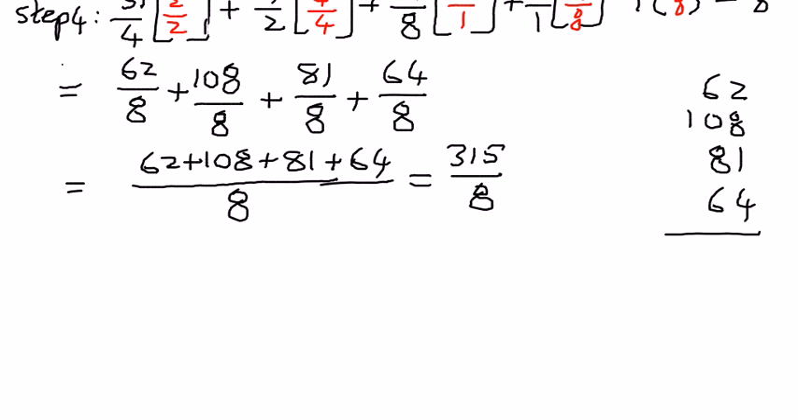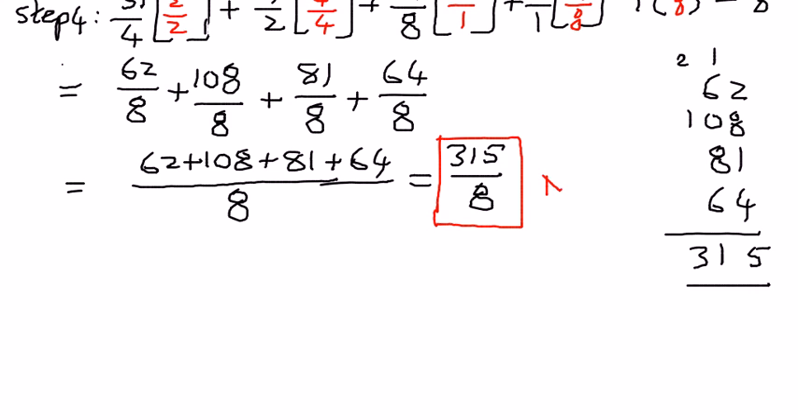So 8 plus 2 is 10, 10 plus 1 is 11, 11 plus 4 is 15. So carry 1 and then write the 5 there. Then 6 plus 8 is 14, 14 plus 6 is 20, 20 plus 1 is 21. So we carry the 2 and write the 1 there, and then 2 plus 1 is 3, and that is how we get 315. So 315 divided by 8. So this is the simplified form of this fraction.